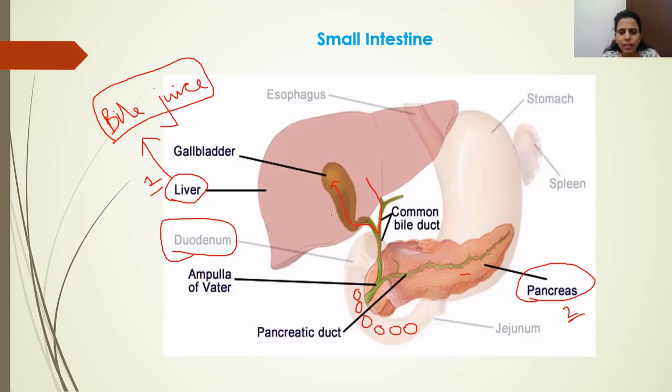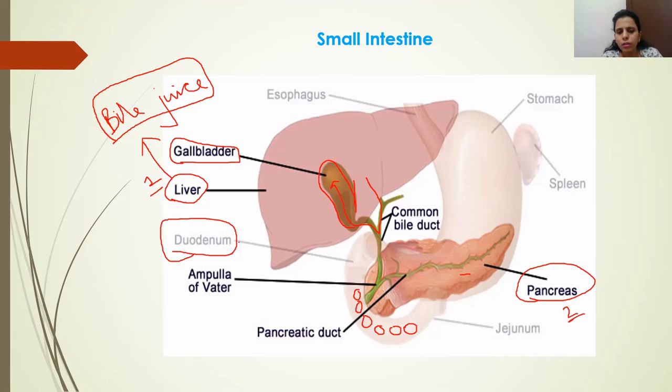Under the liver there is a very small bag-like structure, and this bag-like structure is called the gallbladder. The function of the gallbladder is to temporarily store bile juice. So remember, the liver produces a yellowish green colored juice called bile juice, and the gallbladder's function is only to store that bile juice temporarily. Understood? There's no other function apart from this.